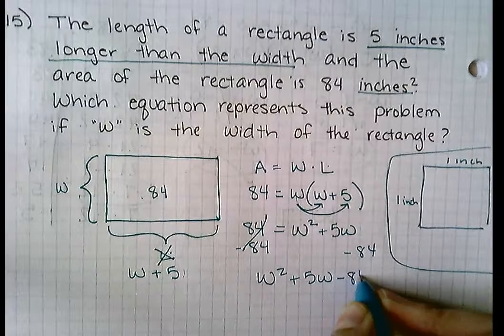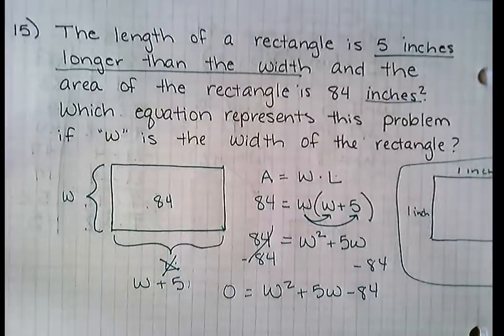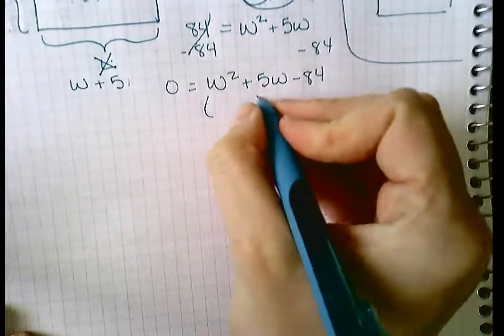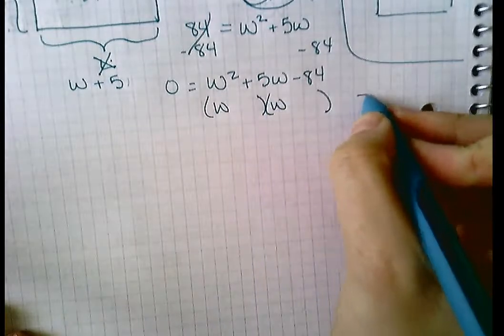W squared plus 5W minus 84 is equal to 0. Here we can factor. So we solve just like we have been. I'm going to work fast because students are going to come in for lunch any second.